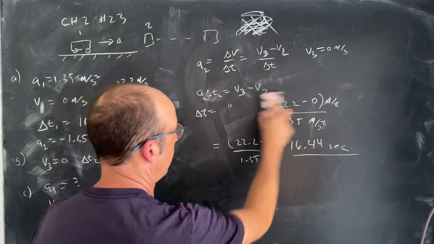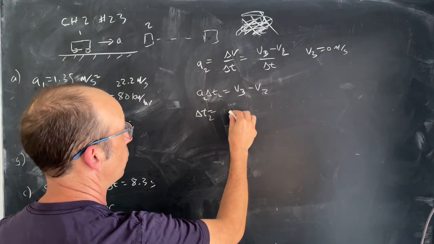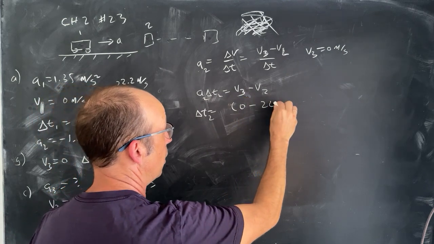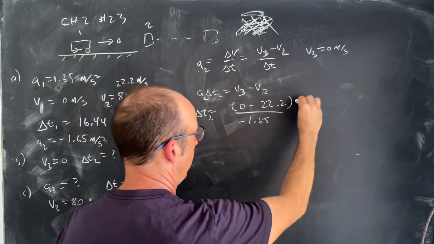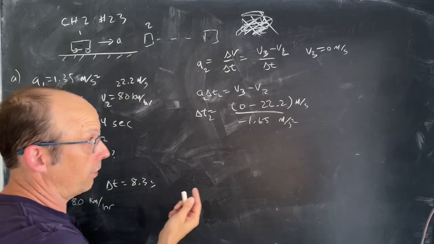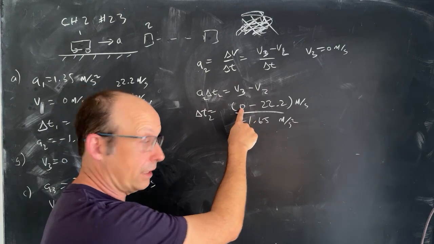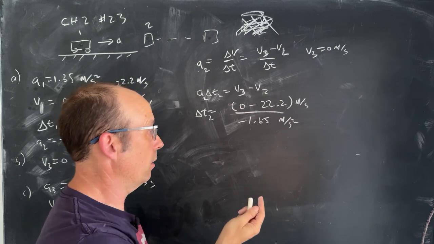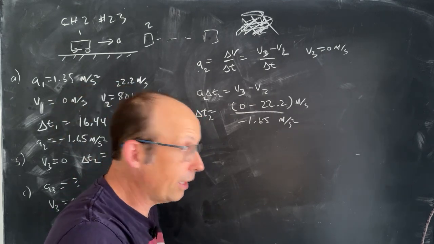So let's just go ahead and put in our values. So this is delta T2. It's going to be equal to V3, which is 0, minus V2, which is 22.2, divided by the acceleration of negative 1.65. And here we have meters per second squared. Again, they cancel. Now you also notice that we're going to get a positive time. And so I put in a negative acceleration, but my final velocity is 0 minus my initial velocity, so the top's negative too. So I have negative over negative. So that's really good. If you get a negative time interval, it's not absolutely crazy, but it's a little weird.